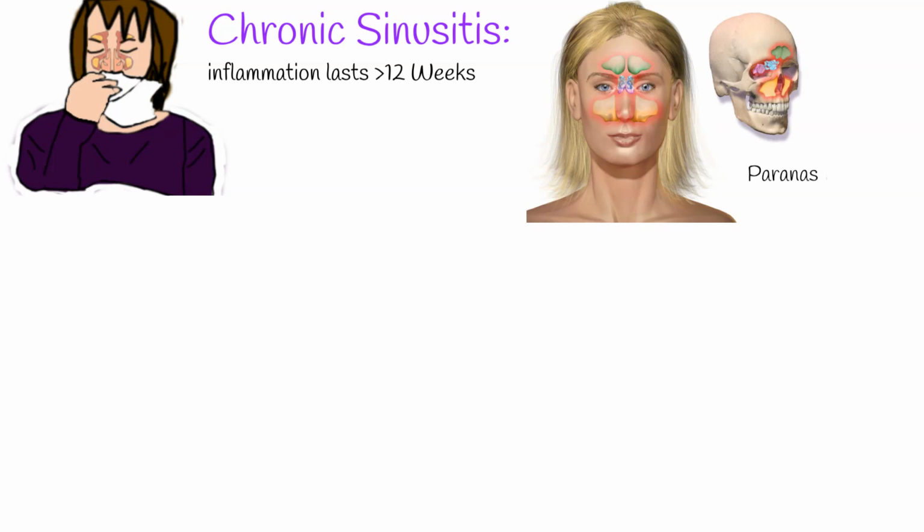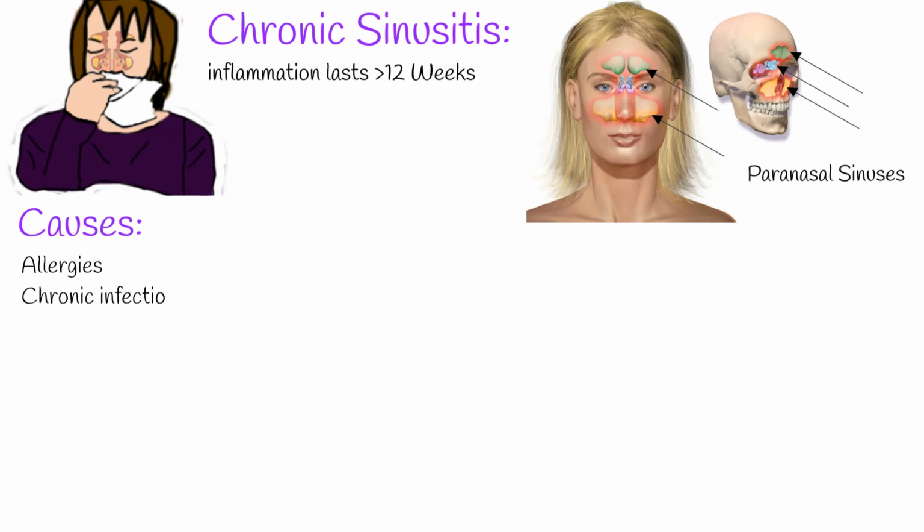Chronic sinusitis is defined as inflammation of the paranasal sinuses which lasts more than 12 weeks. Chronic sinusitis commonly is associated with other chronic diseases including allergies and chronic infections, for example, repeated viral infections, nasal polyps, or deviated nasal septum. Chronic sinusitis is commonly caused by bacterial colonization in paranasal sinuses.